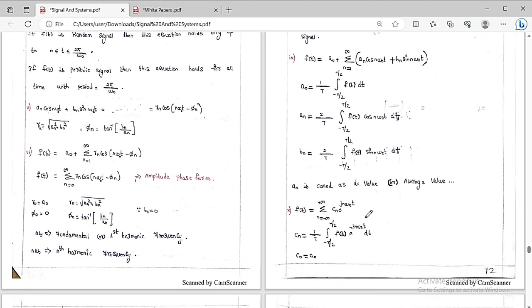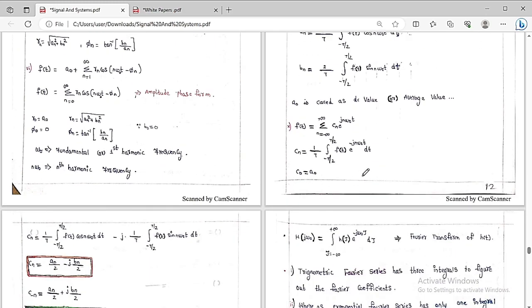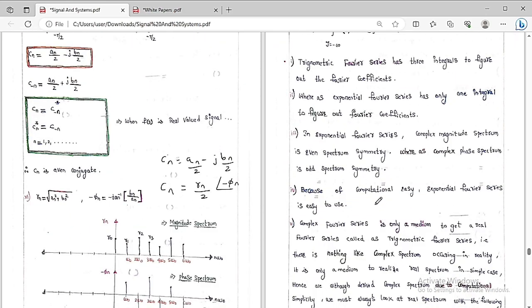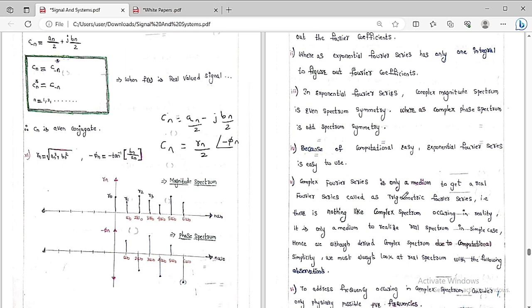Therefore, in terms of computation, for the exponential Fourier series the computation is very low, but for the trigonometric Fourier series the computation is much higher. That is what I am trying to tell you. So because of the computational ease, the exponential Fourier series is always easy to use.